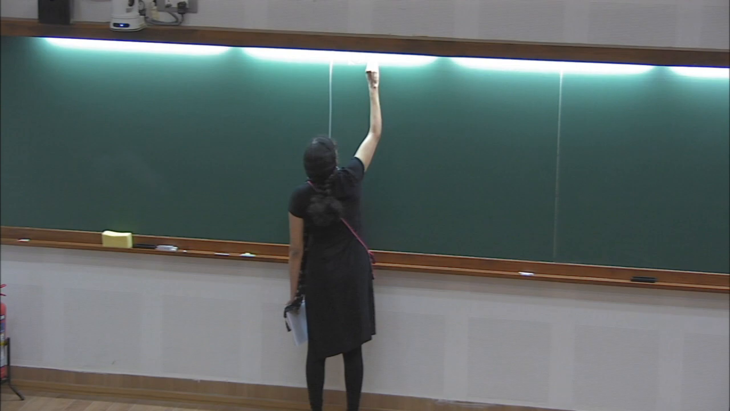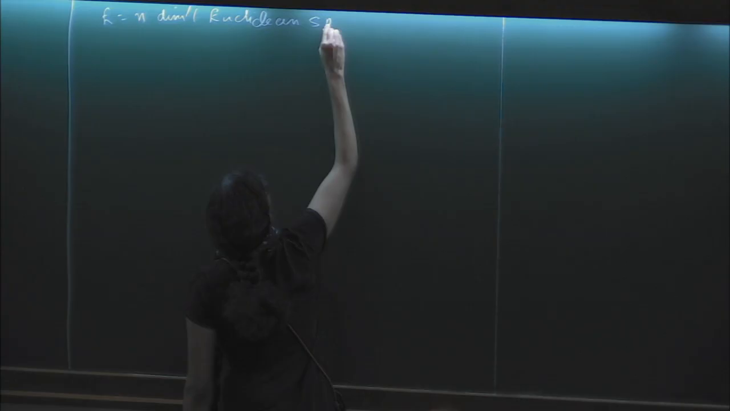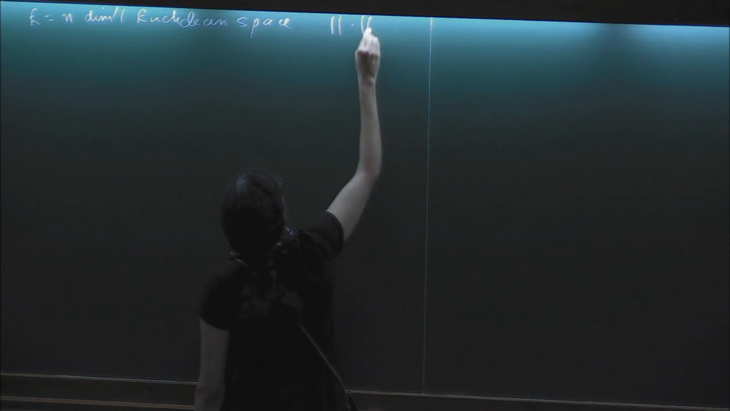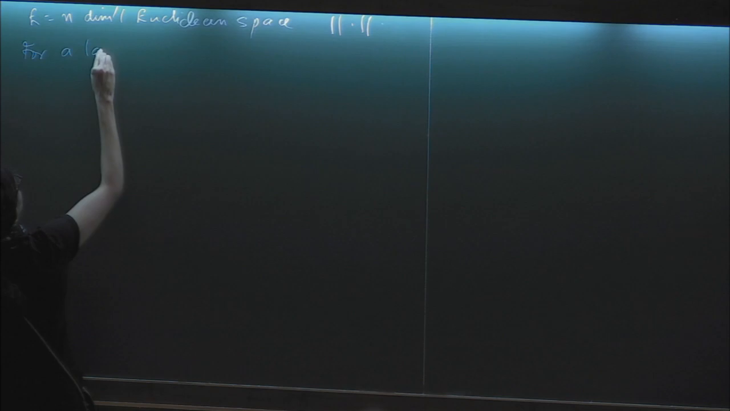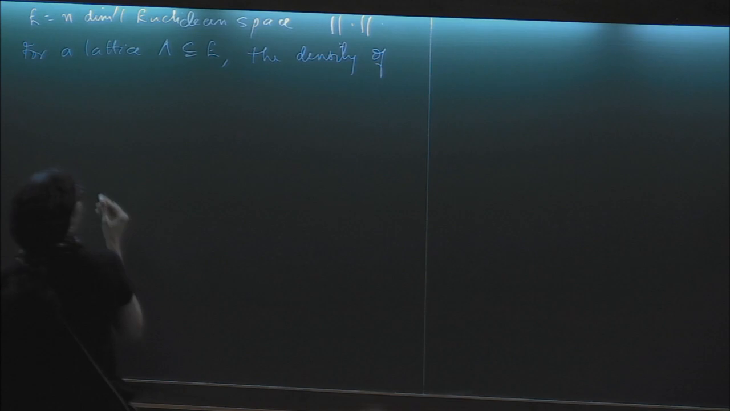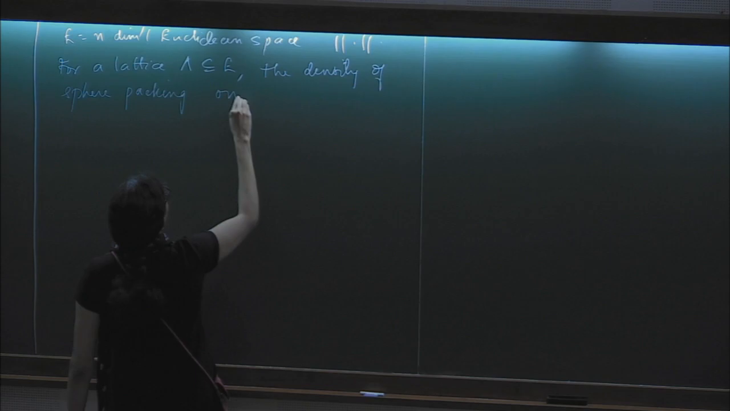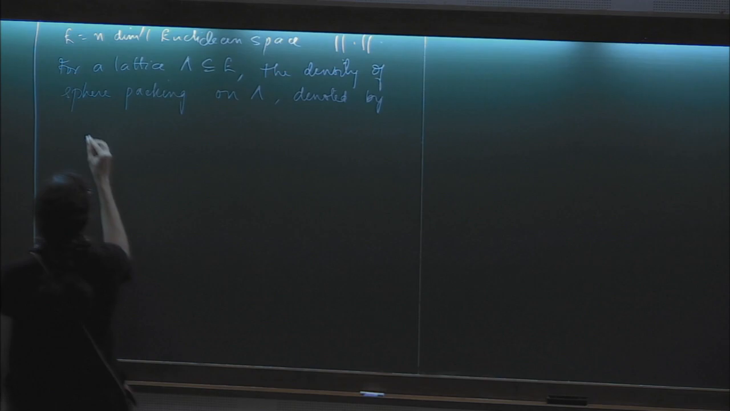So E is an n-dimensional Euclidean space with its usual norm. And for a full lattice, lambda contained in E, the density of sphere packing on lambda, denoted by delta of lambda, is this.